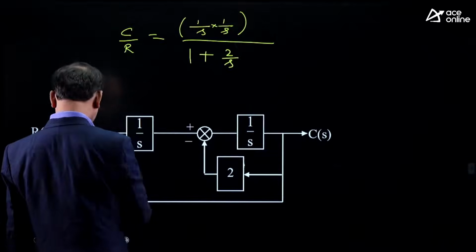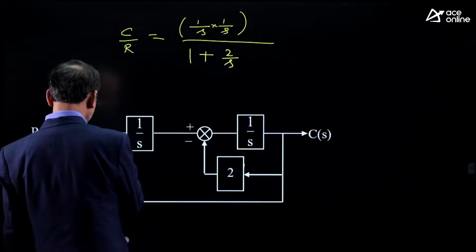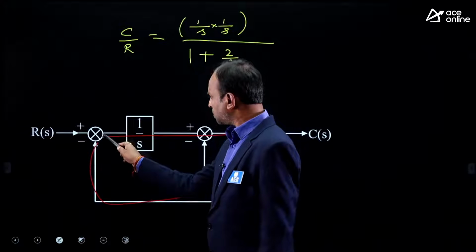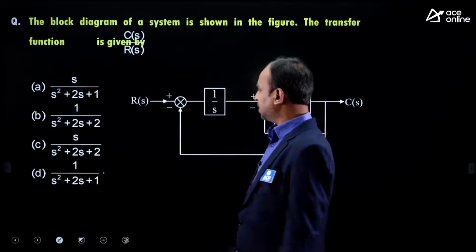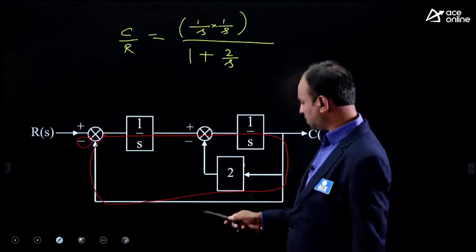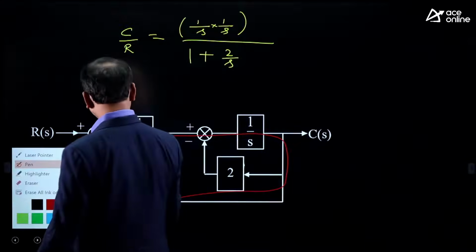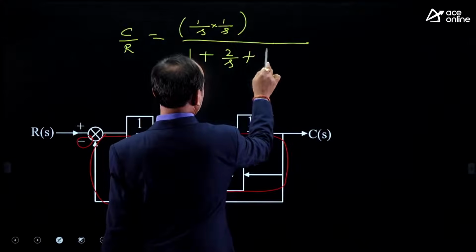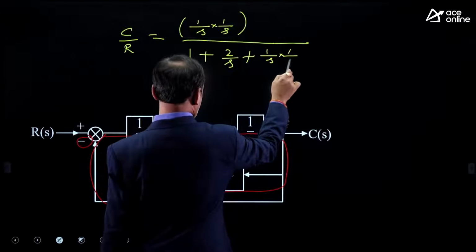Now observe one more loop here. It starts from here to here. This is also a loop, correct? In this loop also the number of negative signs is 1. So write down the complete loop gain. Opposite sign of this, minus plus 1 by S into 1 by S, the product of 1 upon S.